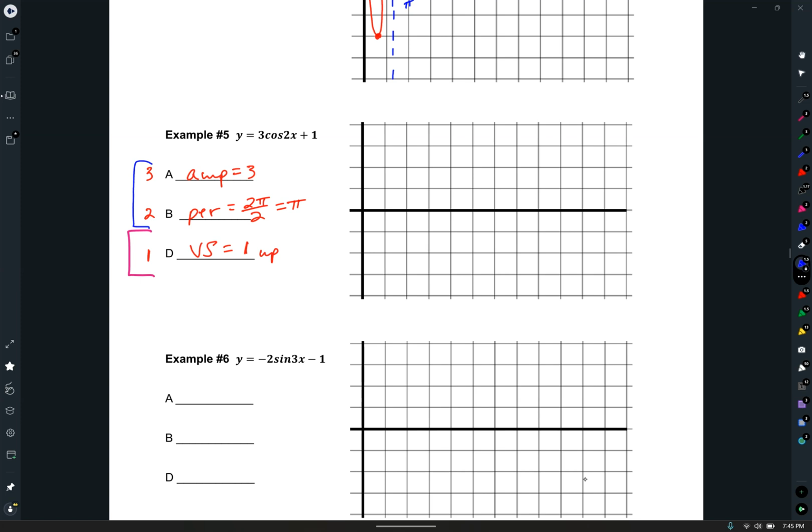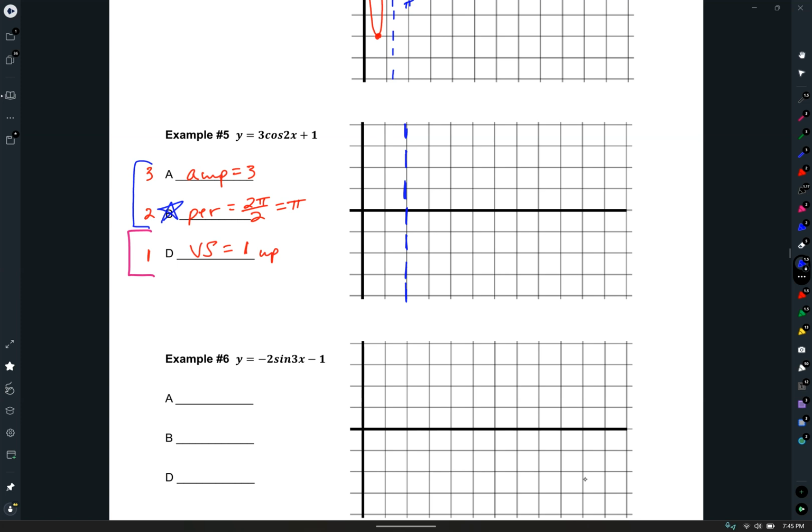So mark off your period. I'm going to put a little star here. I always do that part first. So I have a period at pi, so mark this off at pi. Remember, every little tick mark represents a half pi. So there's pi. And then this is cosine.